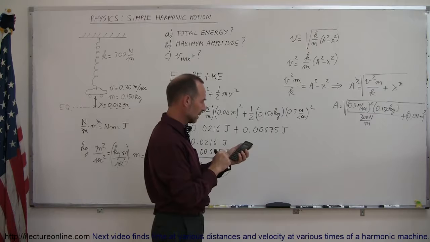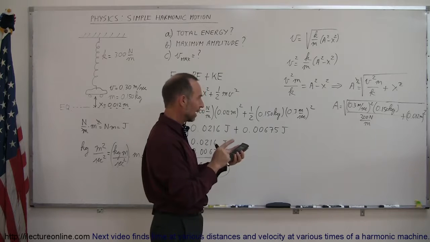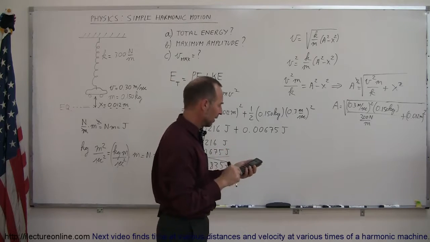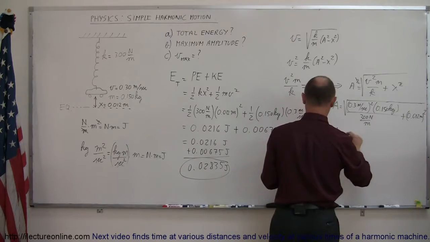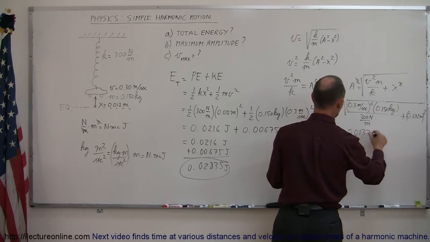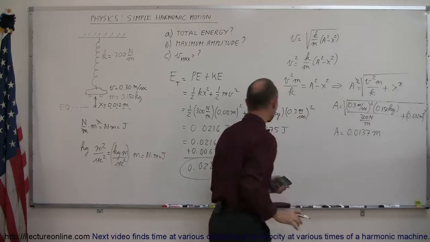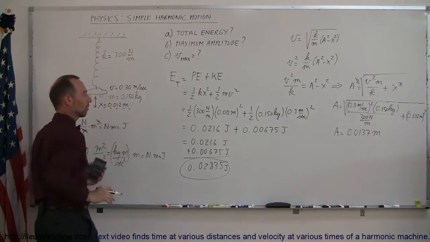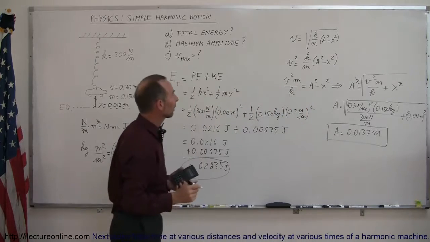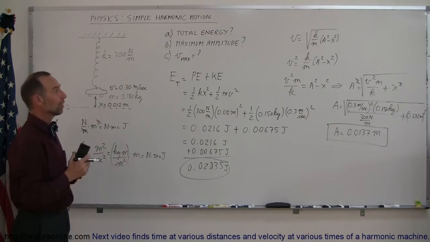So 0.3, we square that, times 0.15, divided by 300, and we add to that 0.012 squared, and then we take the square root of that, and we have amplitude is equal to 0.0137 meters. So just slightly more than what we're at over here during this oscillatory motion. So that is the maximum amplitude that the object will have. And finally, what is its maximum velocity?